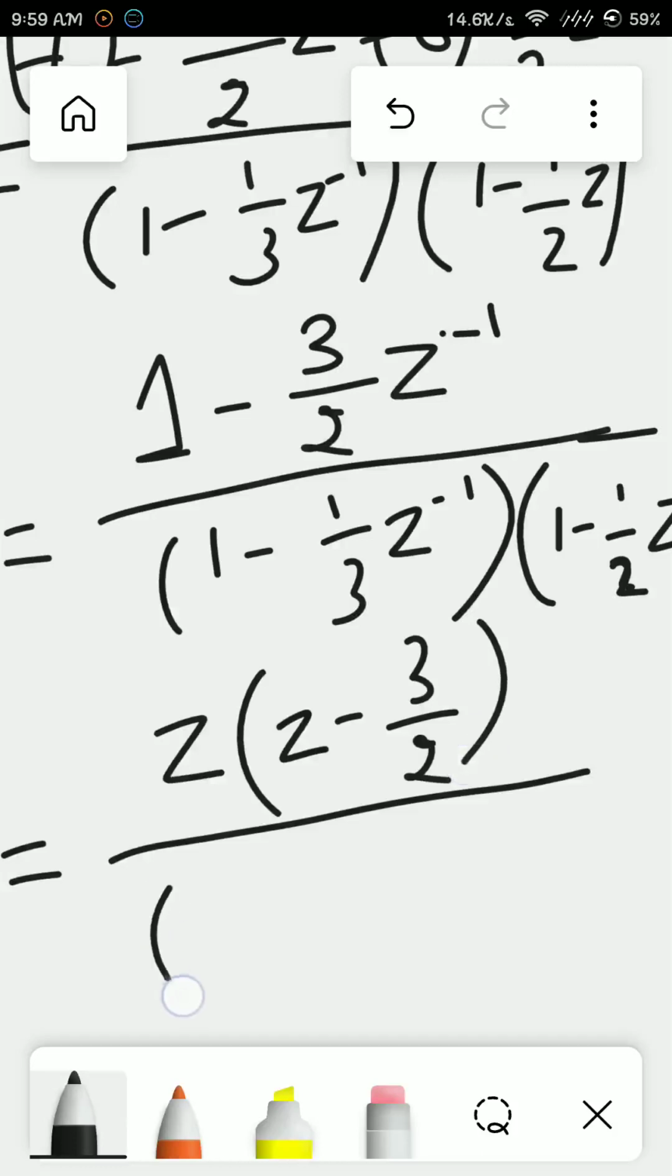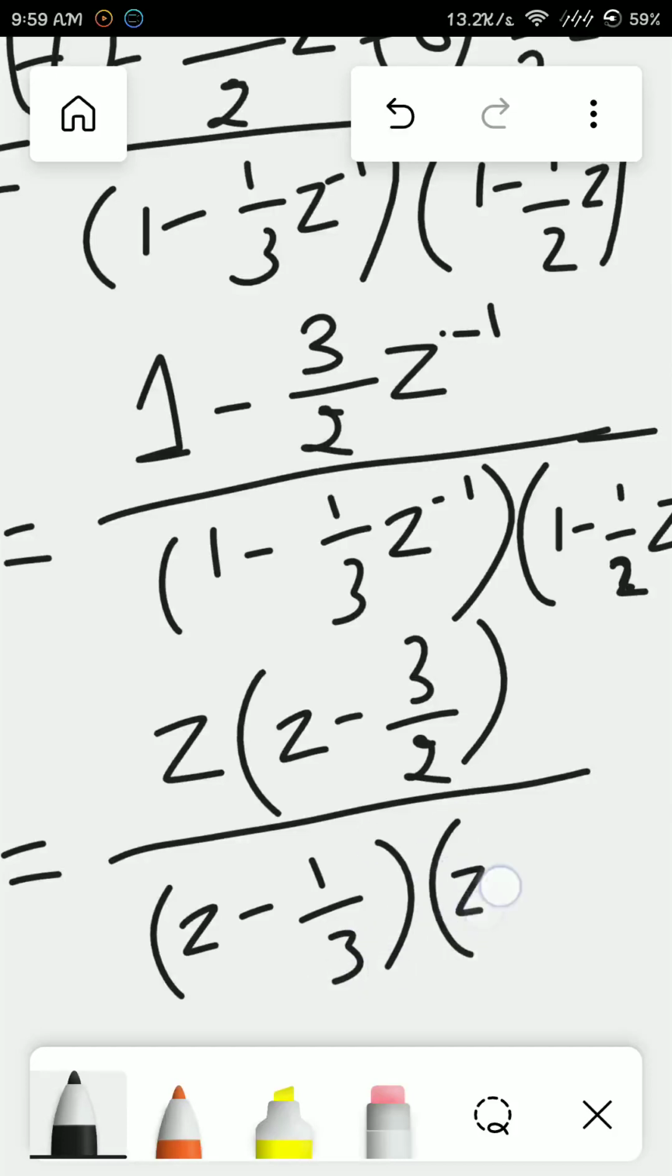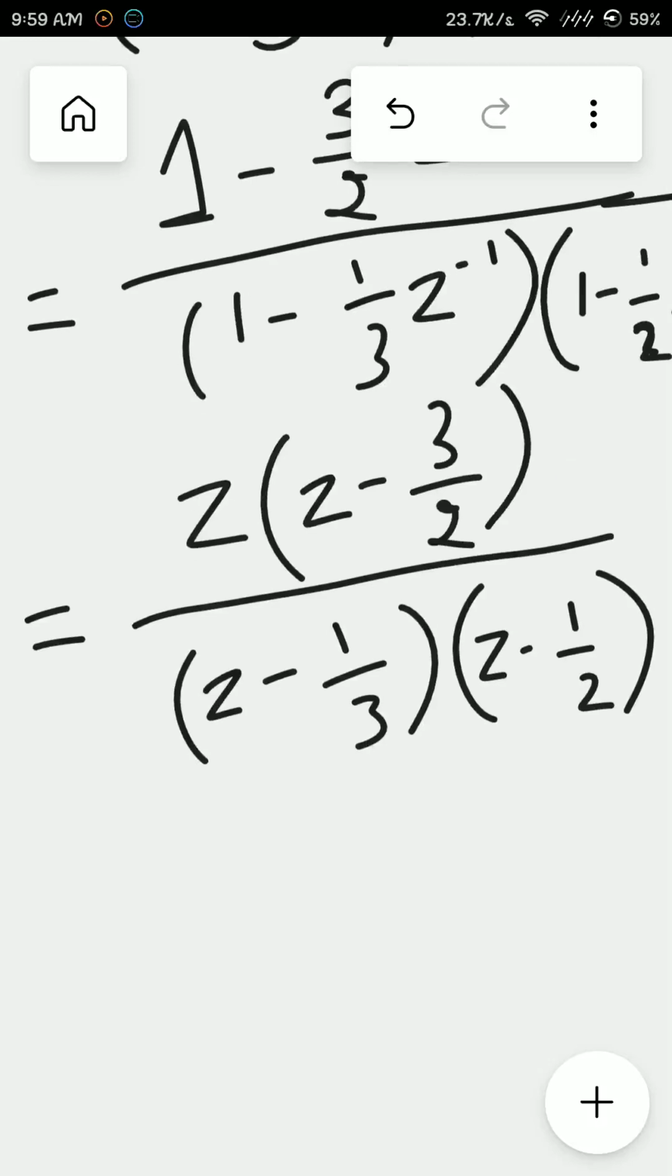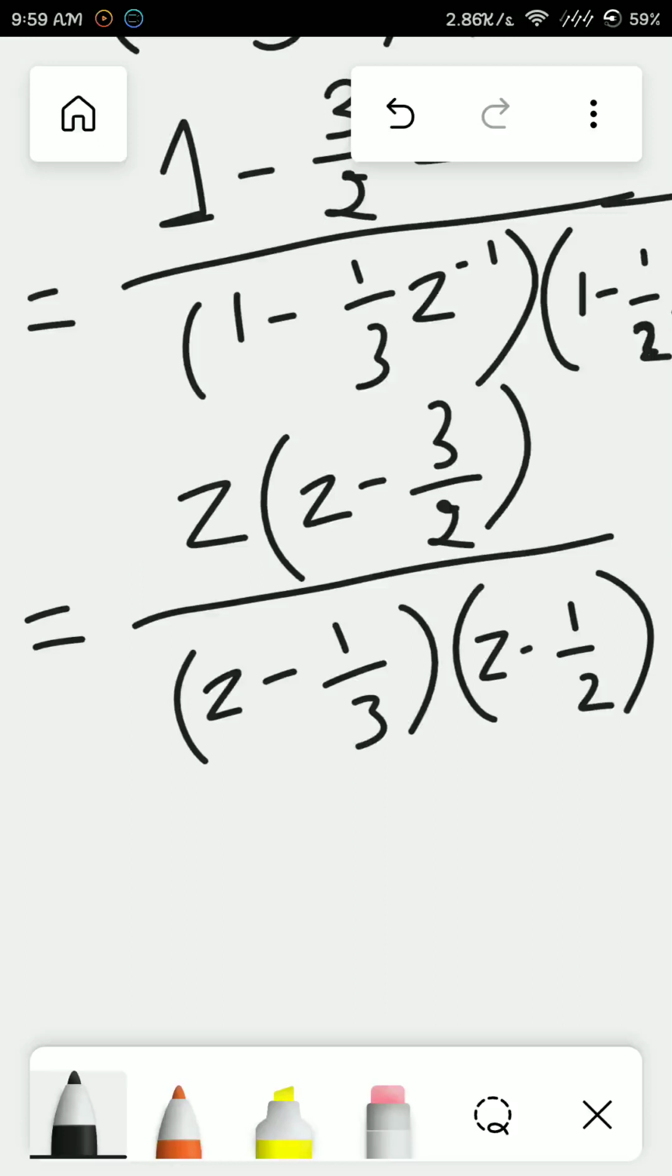So that is for 1 minus 1 by 3, you get z minus 1 by 3 into z minus 1 by 2, right? I guess you got this, right? So this is the resultant, and you can see here that your X of z is containing the two terms. So you are going to consider this particular equation for that.